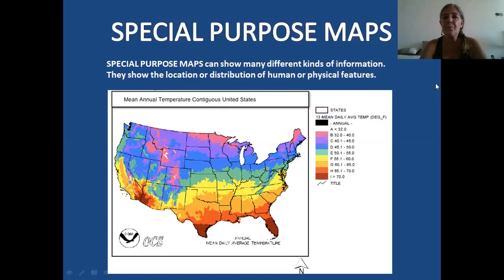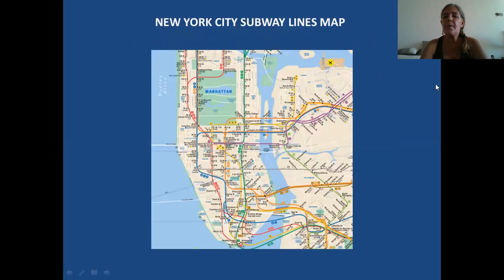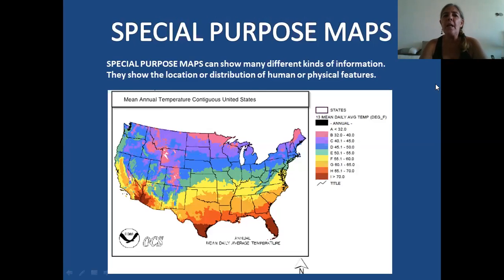So, okay, here we go. So special purpose maps can show many different kinds of information. They can show location or distribution of human or physical features. So we have many different kinds of special purpose maps.